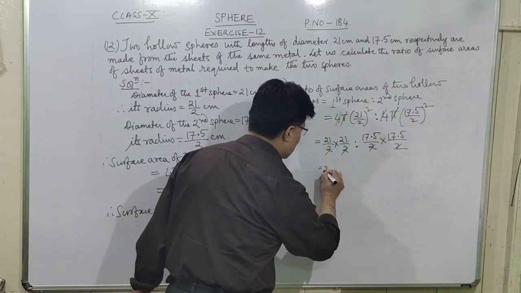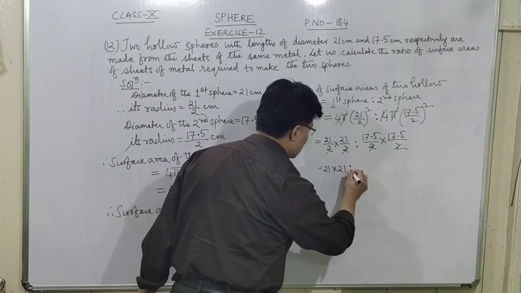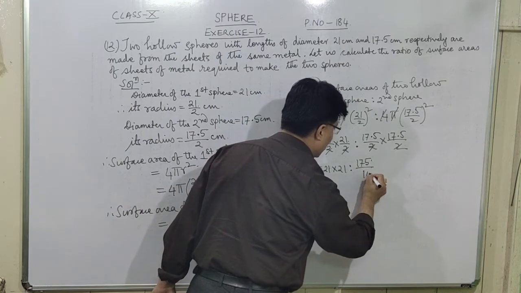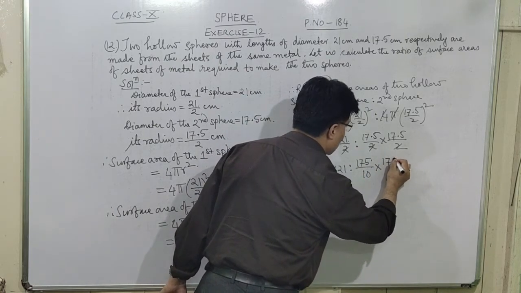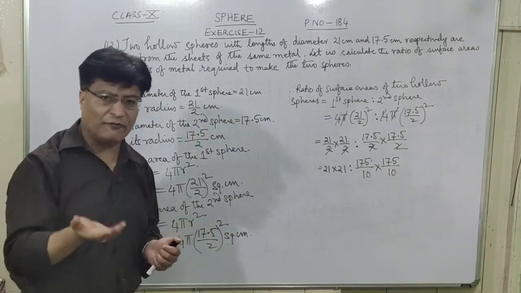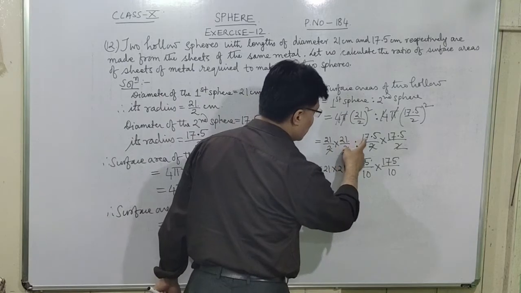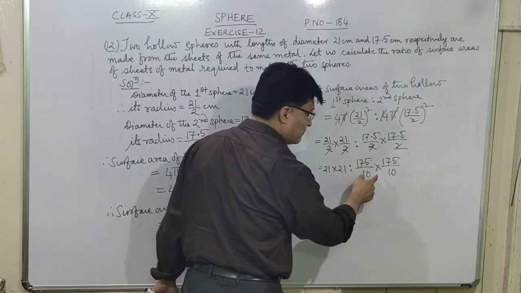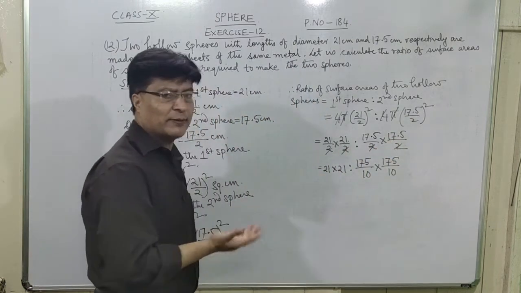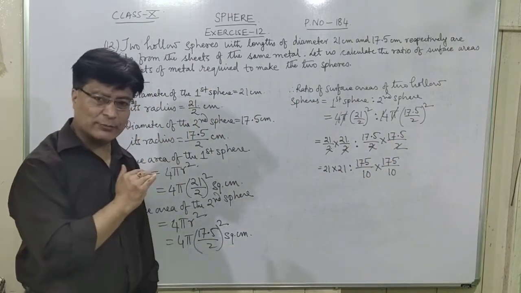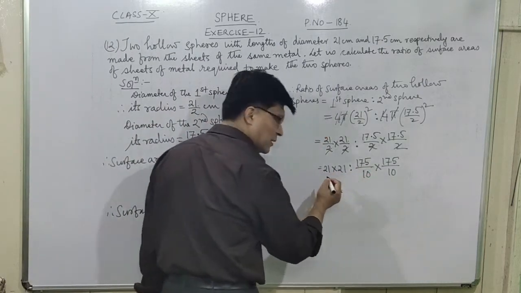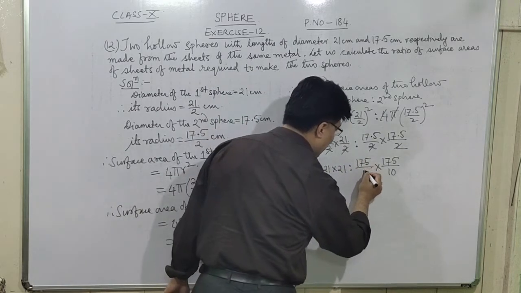So again you have to write 21 into 21 is to, what is 17.5? 175 divided by 10 into 175 divided by 10. That is, this decimal is converted into a fraction. So 17.5 means 175 divided by 10, and again 17.5 is 175 divided by 10. So you know how to write a decimal in terms of a fraction, right? So let us simplify it. You can cancel here by 5.